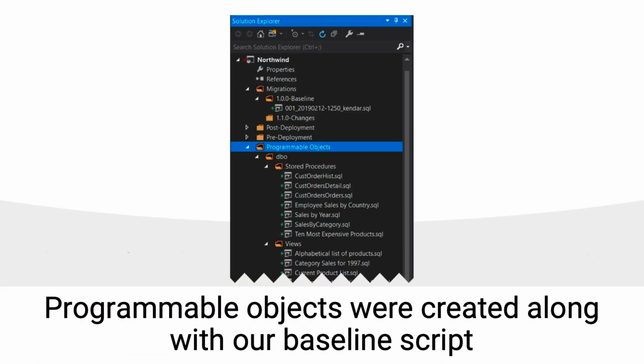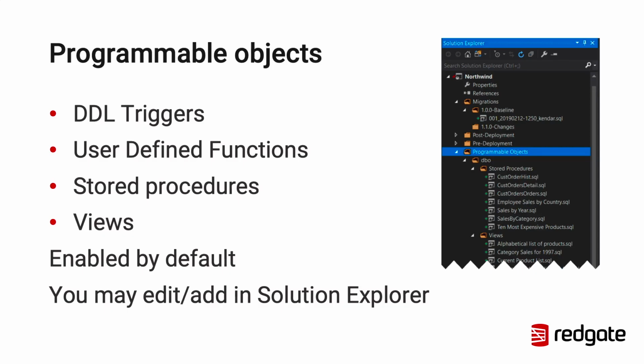In my database, since I have an existing database and I imported the schema of that, when that happened, programmable objects were created. Programmable objects aren't every object in SQL Server. Programmable objects are DDL triggers if you've got them, not everyone does, user-defined functions if you have them, stored procedures if you have them, as well as views if you have them. These are all ways to programmatically manage code in your SQL Server, hence the name programmable objects.